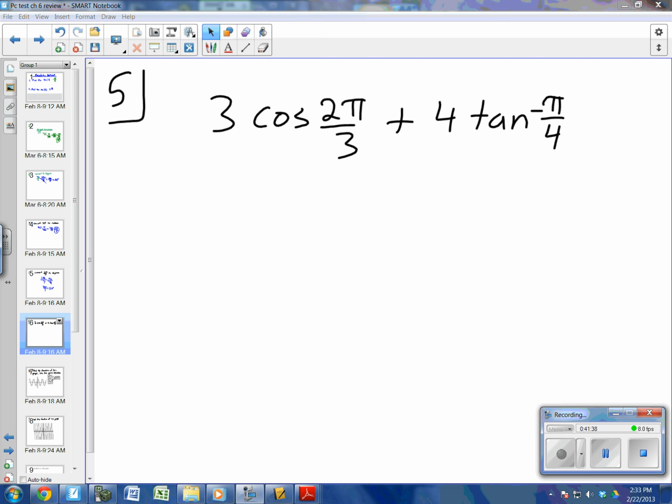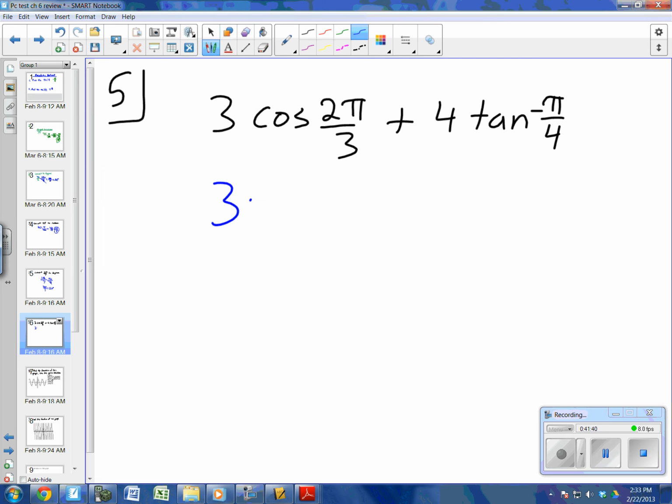Okay, to do this one, you guys, we have to find the cosine of 2 pi over 3. So Callie, put a 2 pi over 3 over there. What's the cosine? Negative 1/2. Is that what you guys all got?